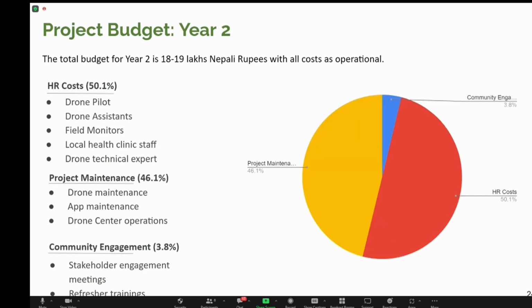In year two, the yearly cost is actually almost halved. So it's only 18 to 19 lakhs that we estimate, because it is operational. You can see here about half of that cost goes to HR costs, so making sure we keep our staff on the project. About 46% goes to maintenance, so drone and app maintenance along with the drone center operation. And finally, almost 4% goes to community engagement, so refresher trainings and stakeholder engagement meetings.